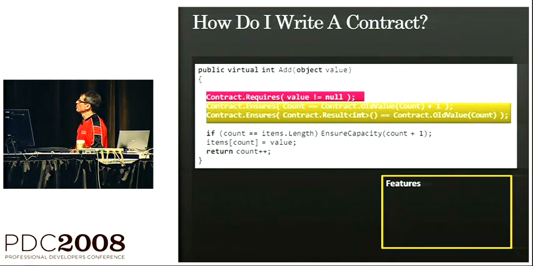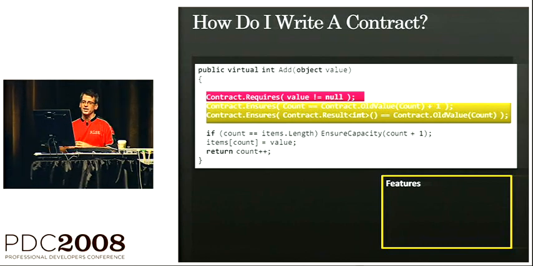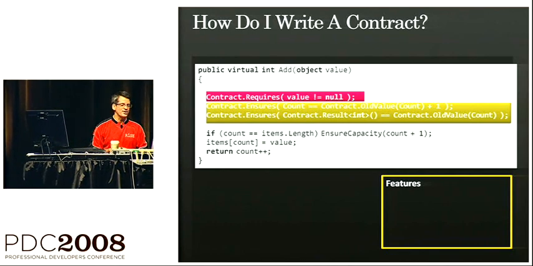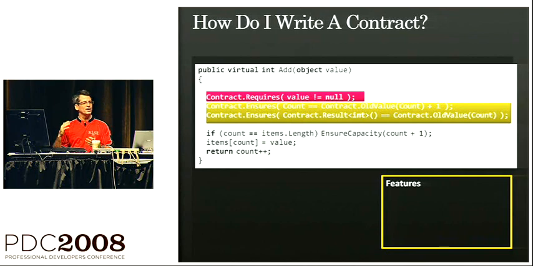Okay. So in more depth, this is what it looks like. Here's an add method for some kind of collection type. It takes an object. We've decided that we don't want callers to add null values to the collection, so we have a requires that the value is not null. That's in red. In the green, you're seeing the ensures contracts. The first one is saying that the count property on this class, the value of that count property when the method exits, should be 1 greater than the value of that count property at the beginning of the method entry.